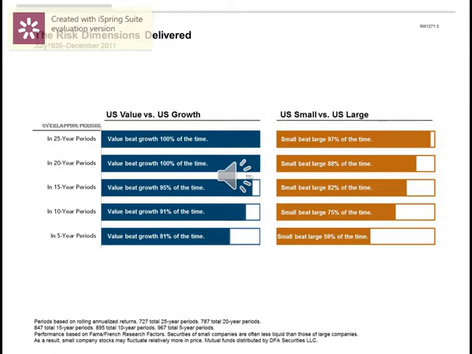If we examine the top bar here, you can see that for every 25-year period, U.S. value beats U.S. growth 100% of the time, and U.S. small cap beats U.S. large cap 97% of the time. This is a significant statistic that should reinforce our position that investing properly requires a diversified approach with a long-term focus.